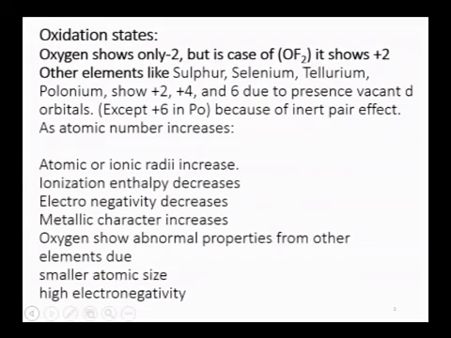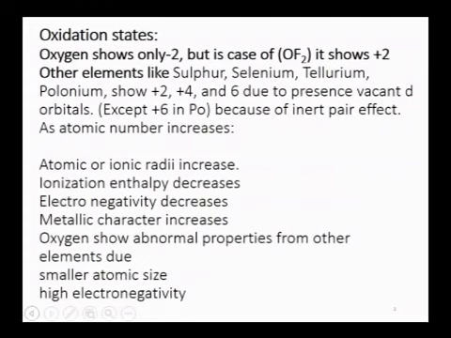Regarding oxidation states, oxygen shows only -2 valency, but in case of oxygen difluoride, it shows +2. Other elements like sulfur, selenium, tellurium, polonium show +2, +4 and +6 due to presence of vacant d orbitals. Except polonium, it does not show +6 valency because of inert pair effect.